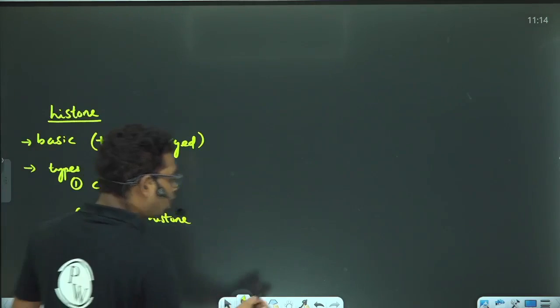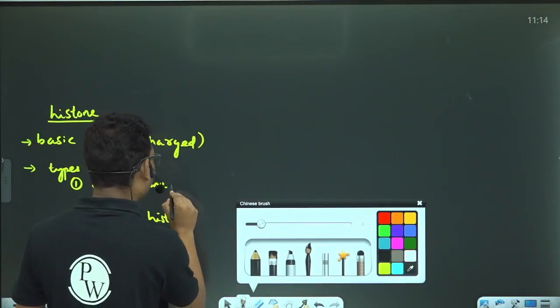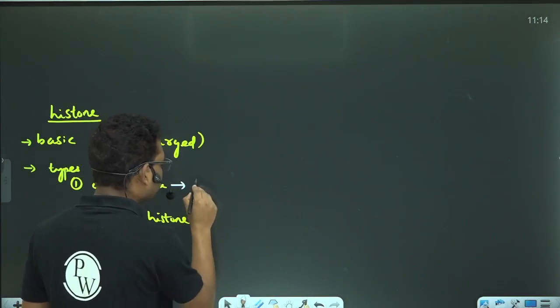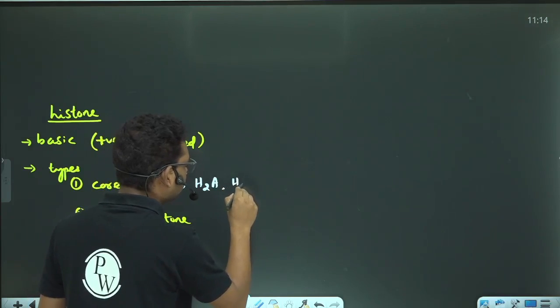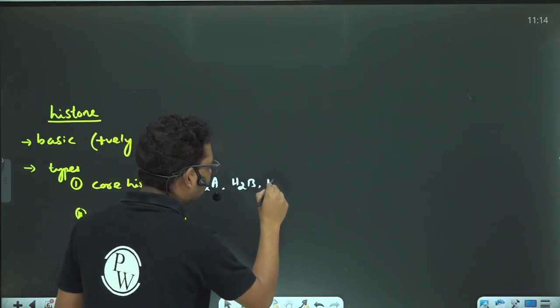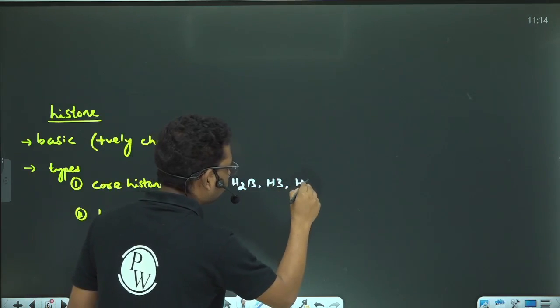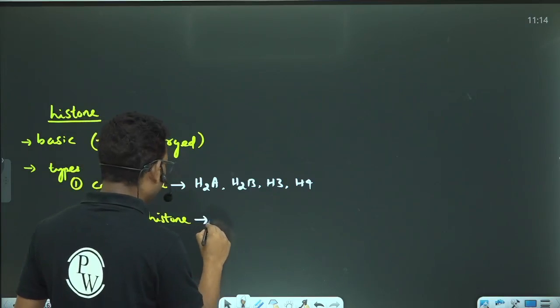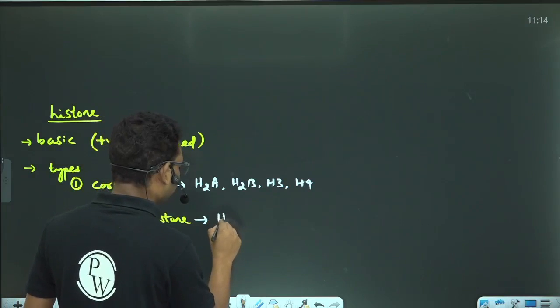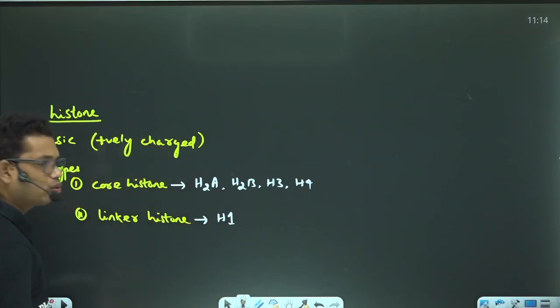Okay. So what about the core histone? The core histone is of four types. What are those? One is H2A and second is H2B. Third is H3 and fourth is H4. These are the core histones. And what about the linker histone? The linker histone is H1. This is the linker histone.